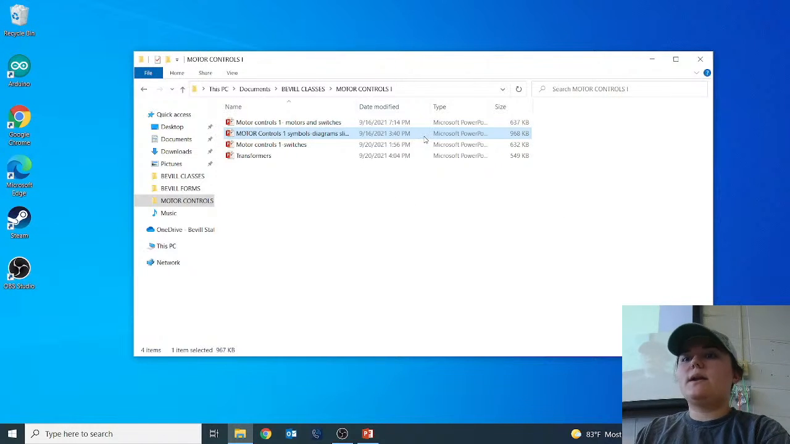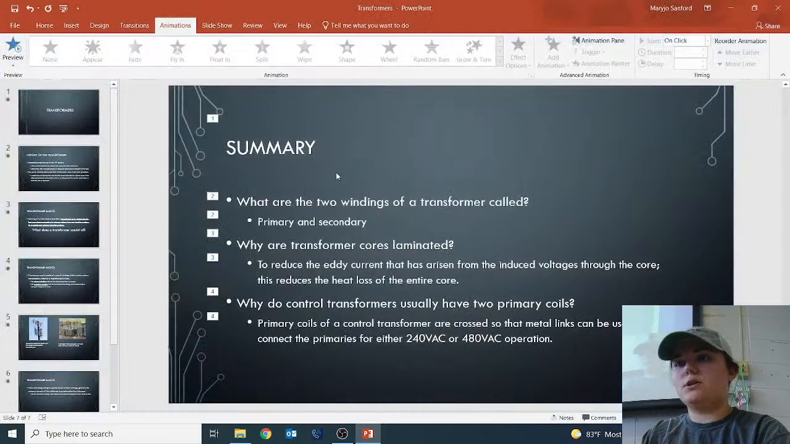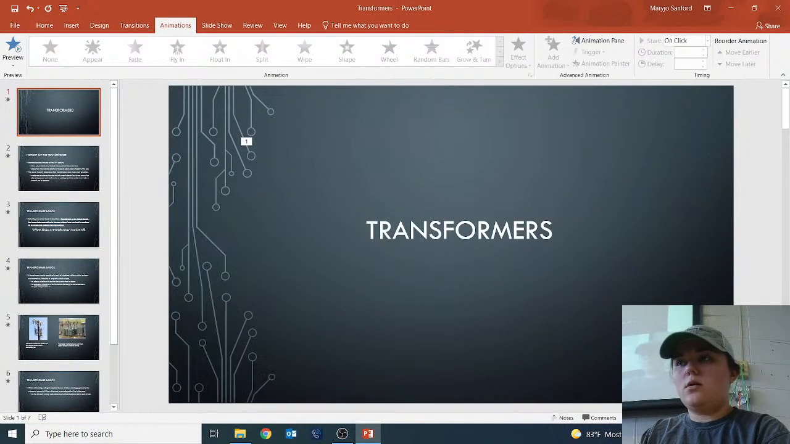All right, so is everybody good on the basics of symbols and diagrams? We all understand it. We get what they're used for. Cool. Okay. Transformers. We're going to dive deep into transformers. Alrighty.